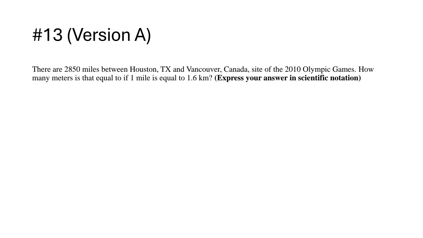There are 2,850 miles between Houston, Texas, and Vancouver, Canada, site of the 2010 Olympic Games. How many meters is that equal to if 1 mile is equal to 1.6 kilometers?